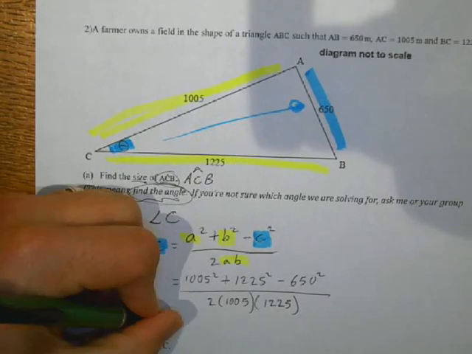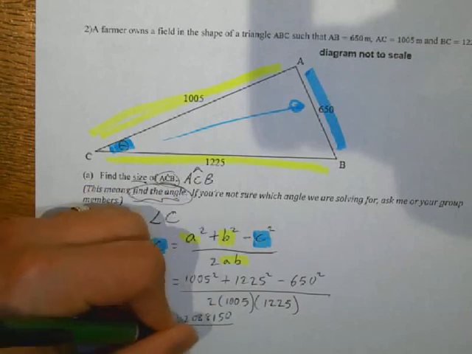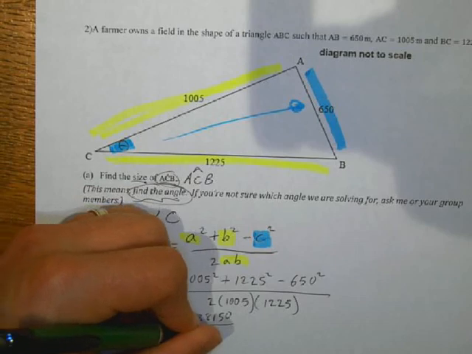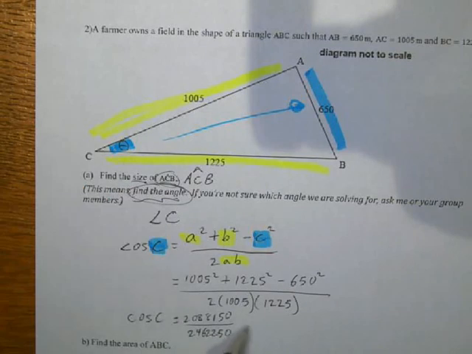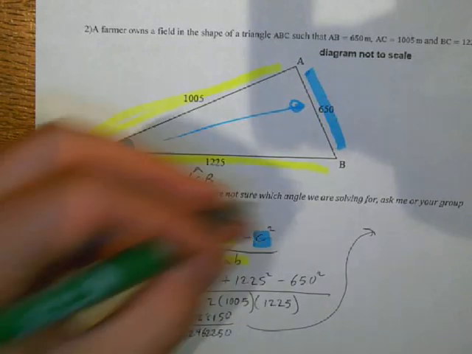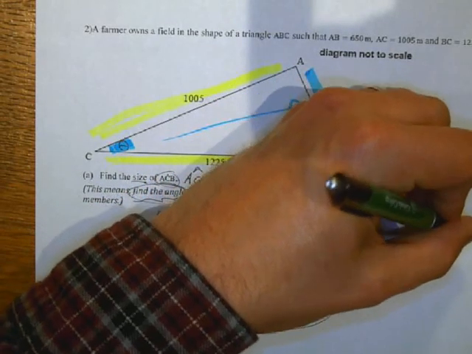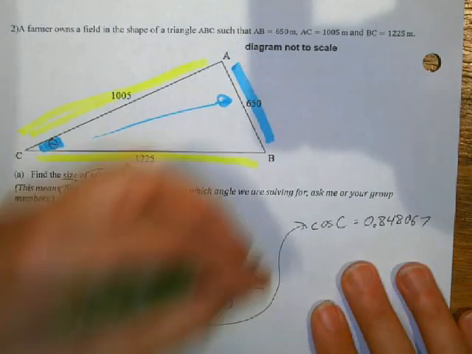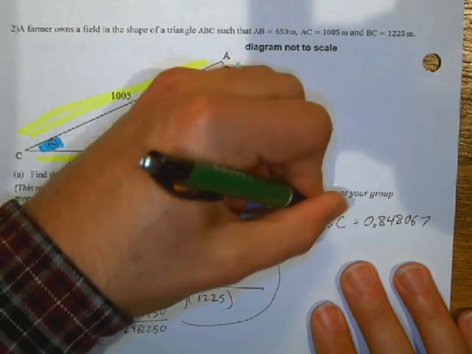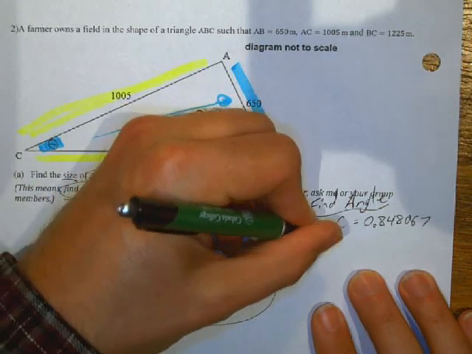We get 2088150 divided by 2462250, and that gets us a decimal, 0.848067. Okay, so once again, to find an angle, you have to press second and cosine.